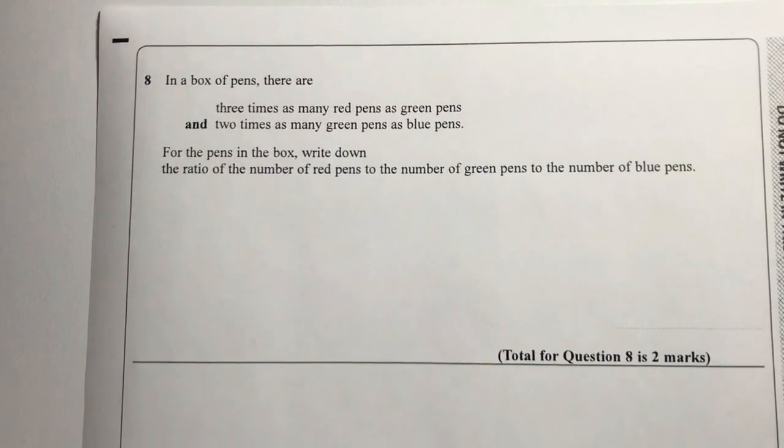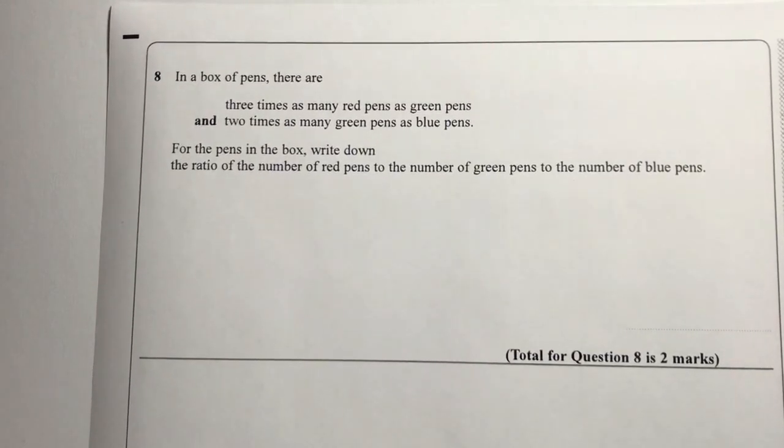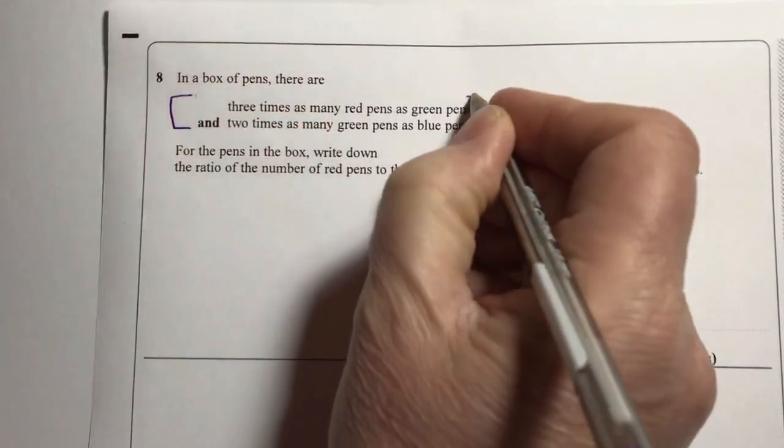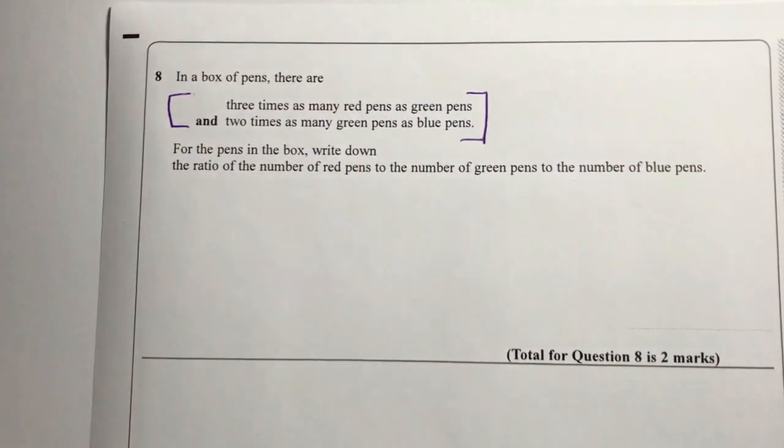Okay, so let's have a look then at question number 8, which talks about a box of pens. This is really just working a little bit through with a little bit of algebra. It's fairly straightforward, but the difficulty with it is always reading this bit of information and making sure that you're up to speed with it.